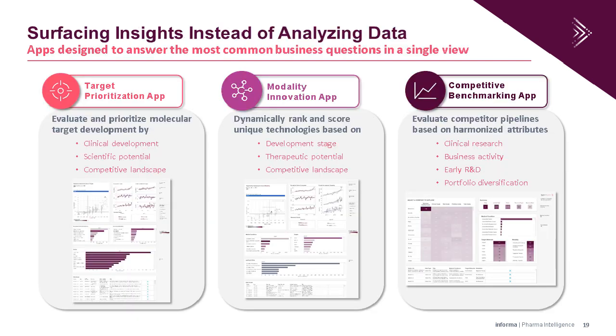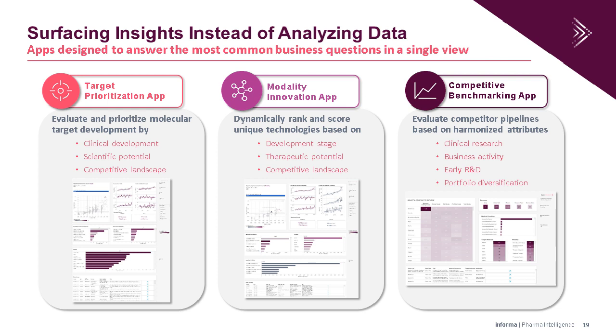So with that, we developed 3 unique applications to help our customers analyze this powerful connected data set. Each application is deployed with a dynamic user interface that provides unique ranking and scoring to help all of our customers actually analyze decisions rather than just analyze data. The first app we're going to go through today is the Target Prioritization app. This app evaluates molecular development by stage, therapeutic potential, and competition. The app helps you establish which target to prioritize.